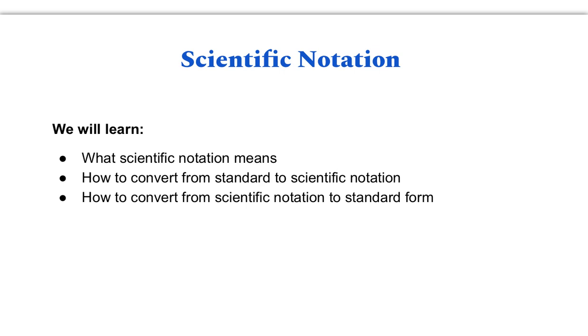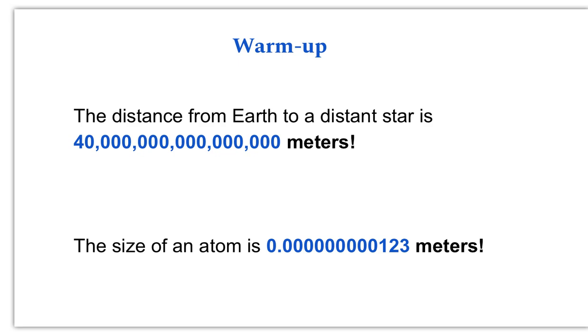Let's get started. Well, when do we use scientific notation? Imagine if you want to measure the distance from Earth to a distant star in meters. That's something like 40 quadrillion. Very hard to read. So scientists instead use 4 times 10 to the 16th power. Similarly, for the size of an atom, since it's a very small number, they will use 1.23 times 10 to the negative 10th power.